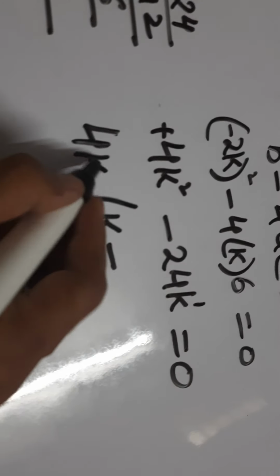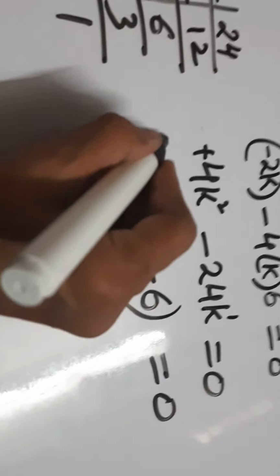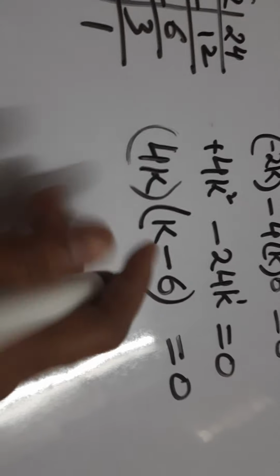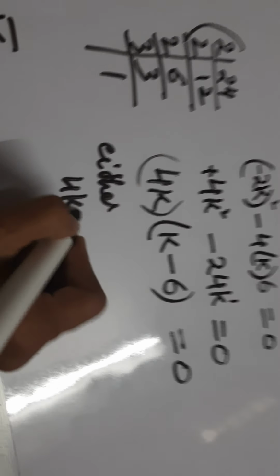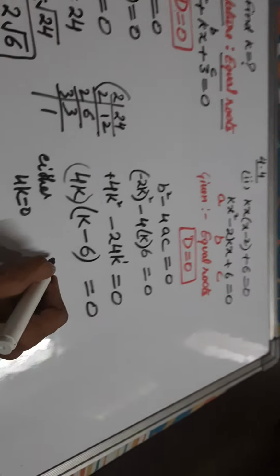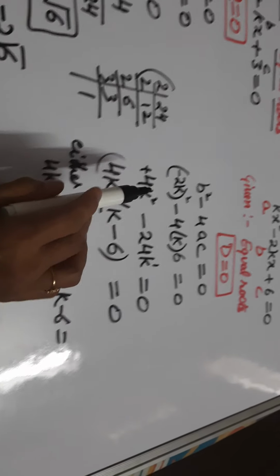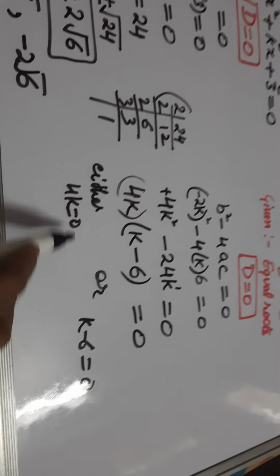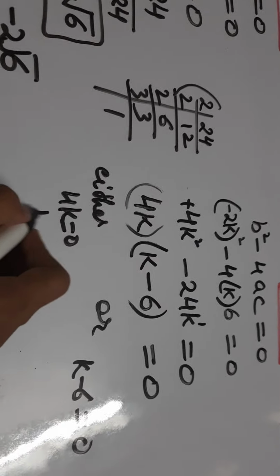Then minus 4 times 6 is 24. Then k has gone out, so nothing will be there, is equal to 0. So now in multiplication we got two factors. So now we will write either 4k is equal to 0 or k minus 6 is equal to 0. Again dear students, degree 2 of k is there, that means we must get two values. So in this way you will get two values.